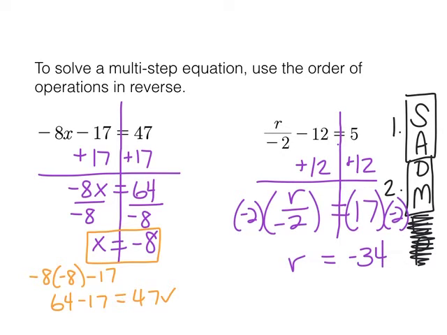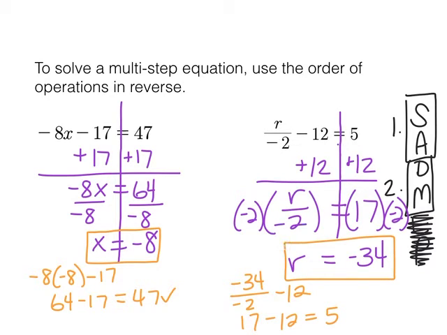And I ended up with an answer of negative 34, which I will go back and check. So now I plug it in for my r, negative 34 over negative 2 minus 12. So that's 17 minus 12, and that is indeed 5. And that is the correct answer. So we use our order of operations in reverse.